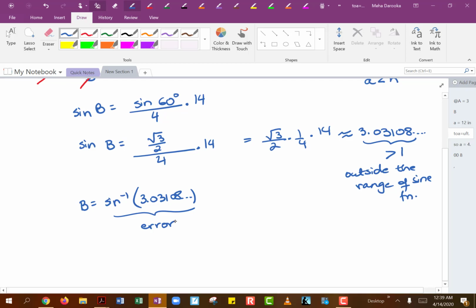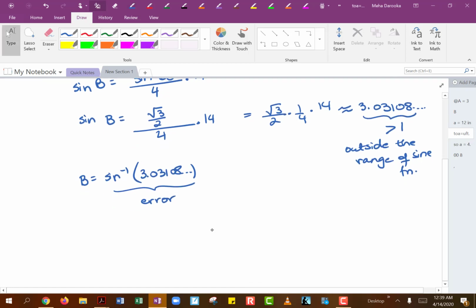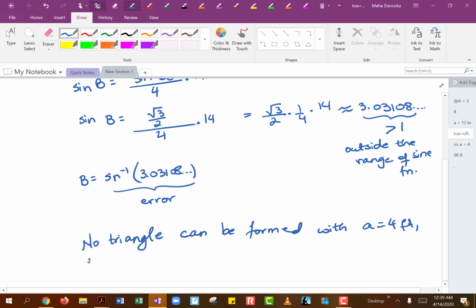And of course you should get a domain error, right? Because it's not going to be in the domain of the inverse function. So again, this is not going to be formed. So you can say no triangle can be formed with A being 4 feet, B being 14 feet, and angle A being 60 degrees.